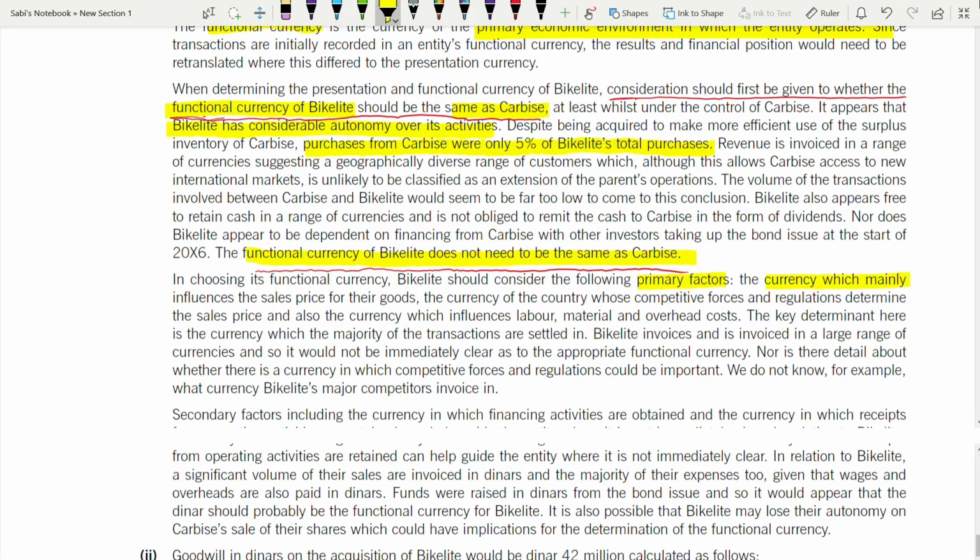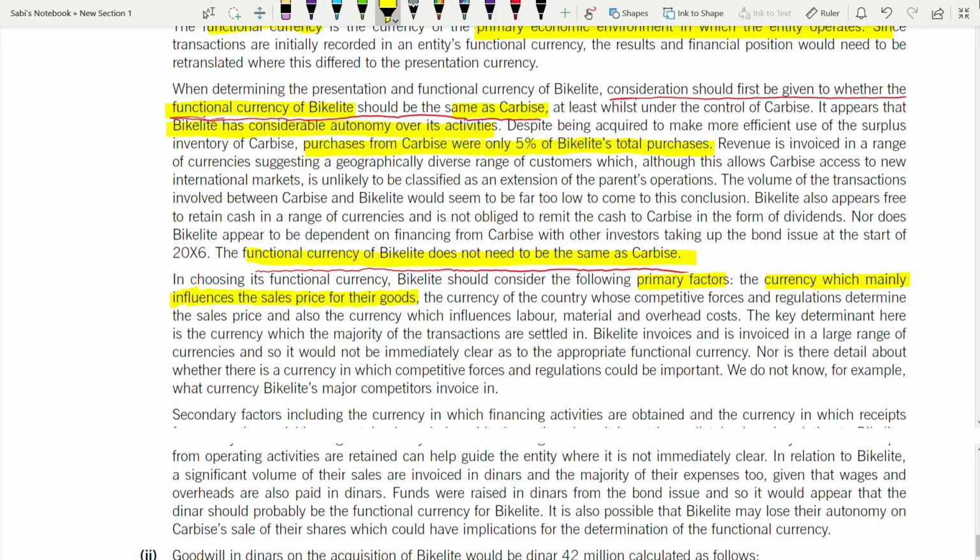Currency which mainly influences the sale price for their goods. So let's say most of your sales, the prices of goods, are invoiced in yen, dinar, dollar. Let's say dollar. So dollar will be your functional currency. Okay. Next, that's not enough. Primary factors, plural. There's more than one factor. This is one factor. Next, currency of the country whose competitive forces and regulations determine the sale price, and also the currency which influences labor, material, overhead cost.